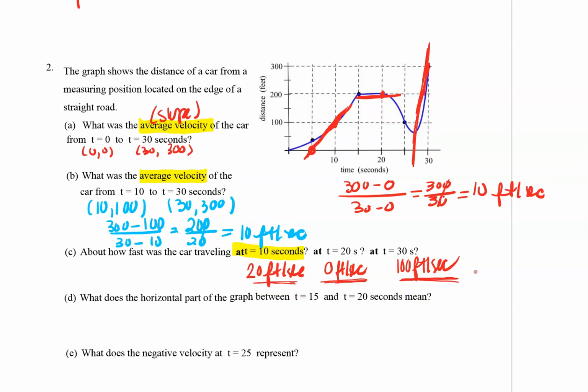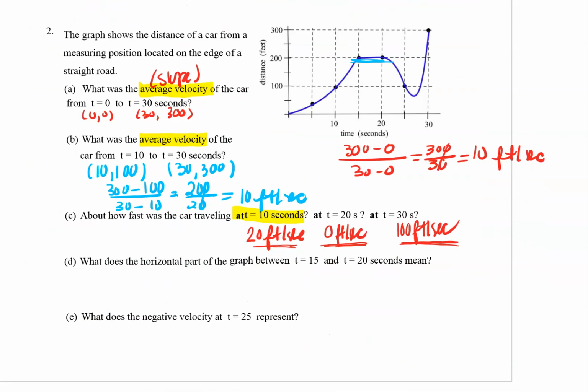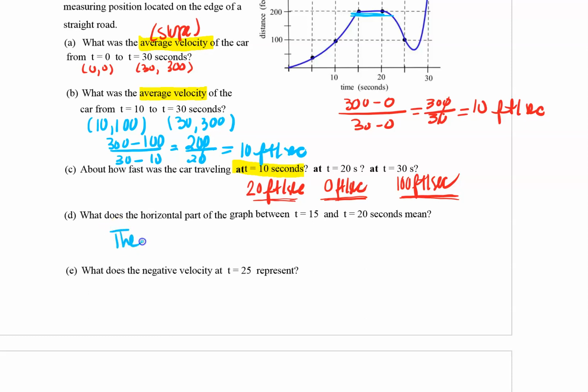What does the horizontal part of the graph between 15 and 20 seconds mean? And that's right here. Kind of need to erase my graph each time. And so this little flat part here, that probably means that the car was not going forward, or it wasn't moving. So the car was not going forward. And that's just going to go back to, what does this graph represent? And what does slope represent?